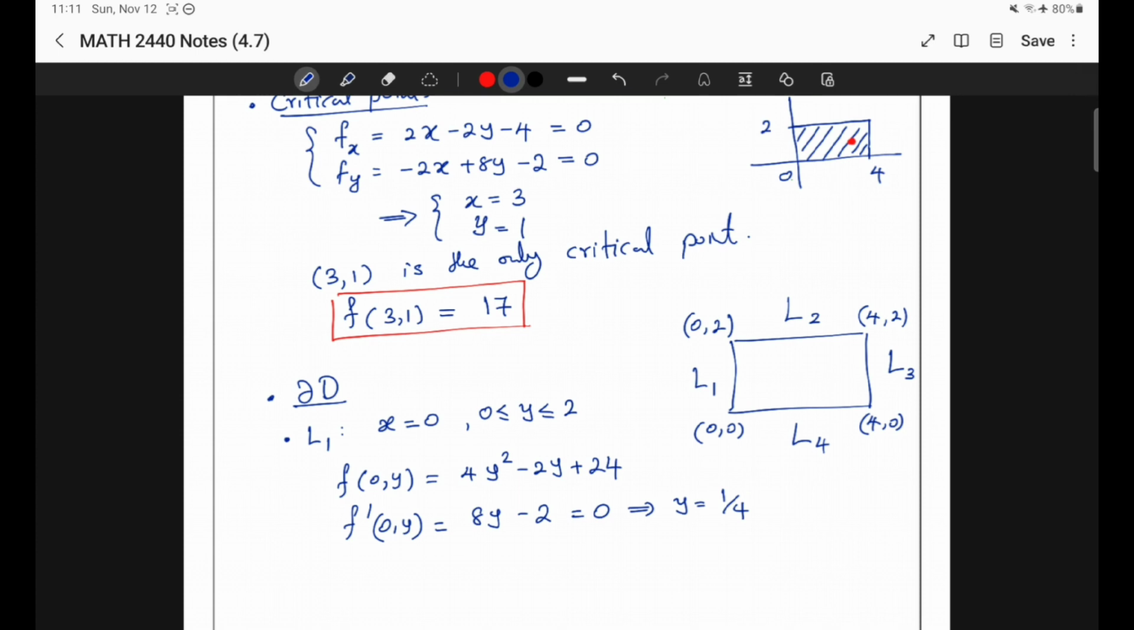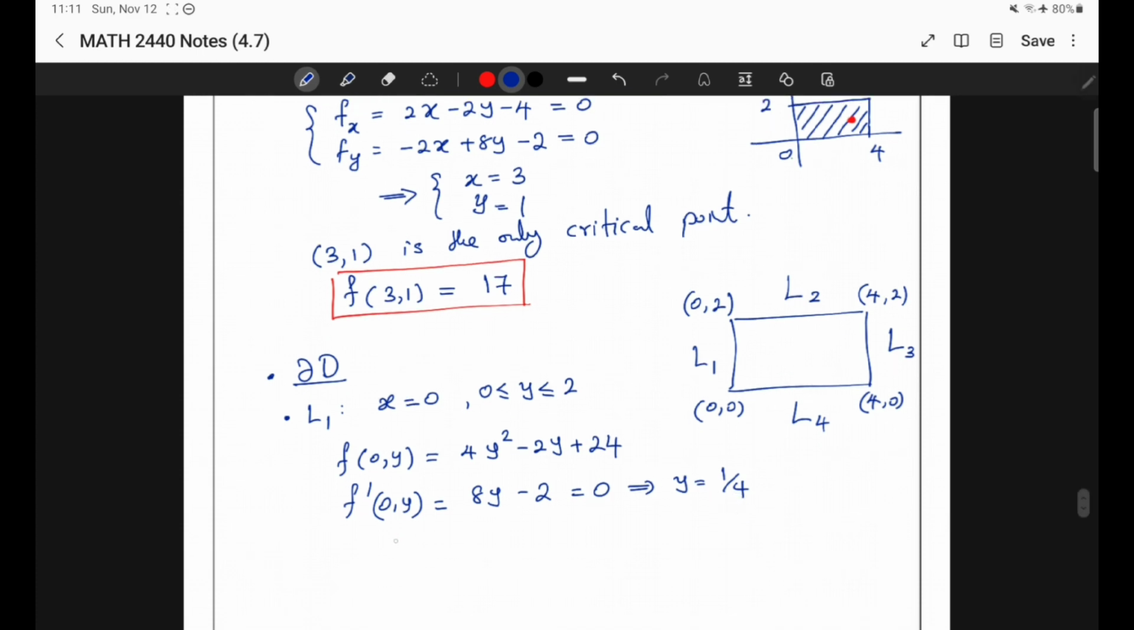Okay, so that means the critical point is (0, 1/4). On that line, this point is a critical point. The function value is, you plug into the function, you should get 23.75.